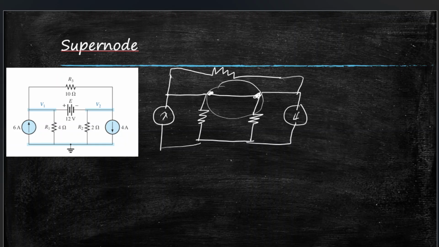Now, as seen in this image, V1 and V2 were already assigned. So this node was V2 and this node was V1. But now we can see we have a direct connection between V1 and V2. No obstruction in between, right? So we will form an equation using both V1 and V2. Now let's see.